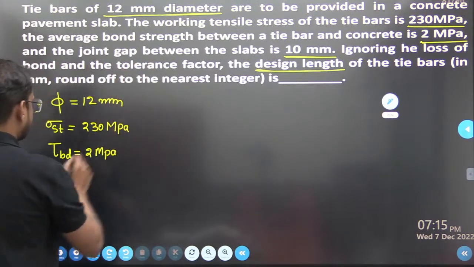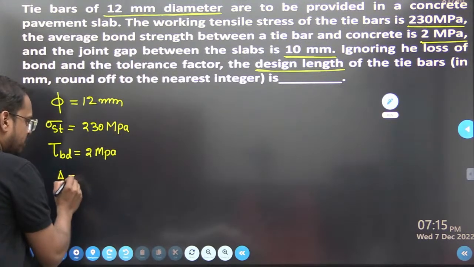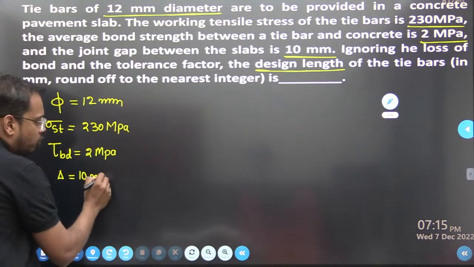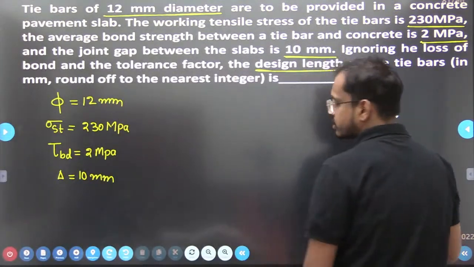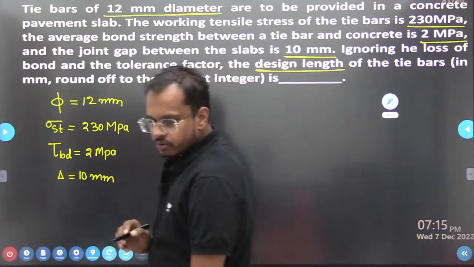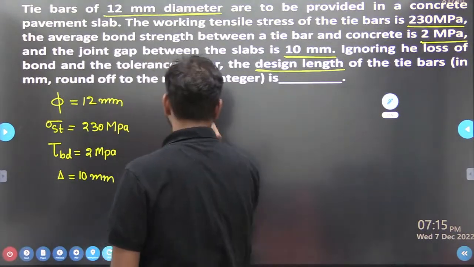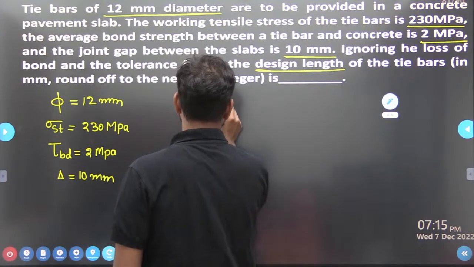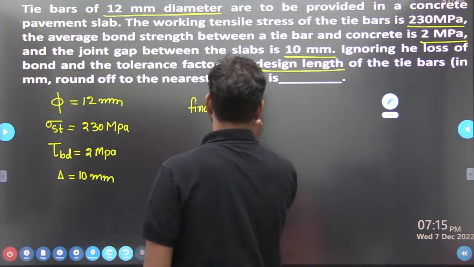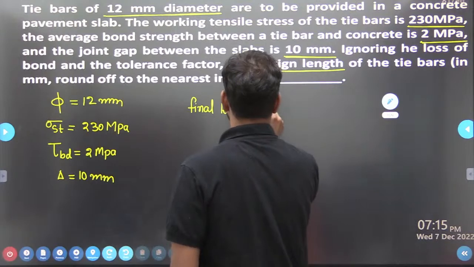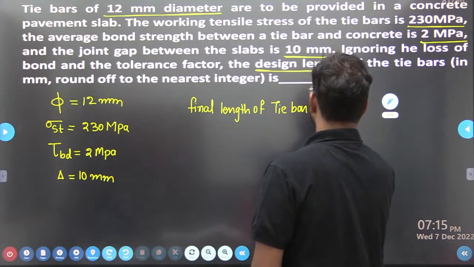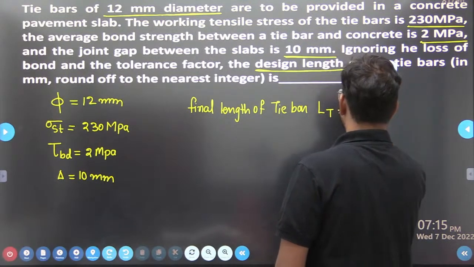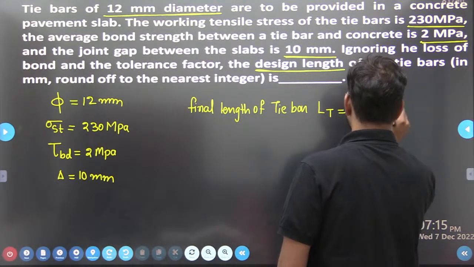The joint gap, that means delta, is already given. Delta is equal to how much? 10 mm is given to you. The main question is to calculate the length of the tie bar. So we already know that if I am interested to calculate the final length of the tie bar, the final length of the tie bar LT is equal to development length plus gap, delta.